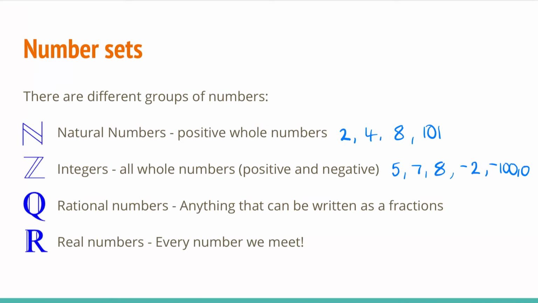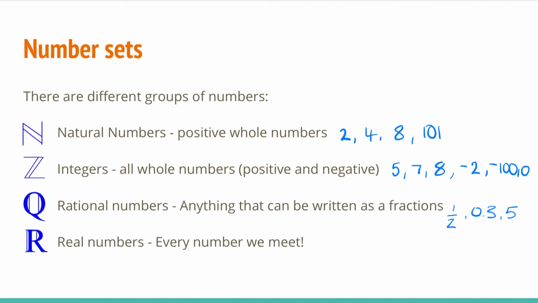Then we've got the rational numbers, which is Q, and that's anything that can be written as a fraction. So it's things like 1/2, which is clearly a fraction, but it's also things like 1.3, which I could write as 3/10. So it's anything that can be written as a fraction, including whole numbers, because that would just be 5/1. And that means that it's any decimal that either has a pattern or that stops at some point.